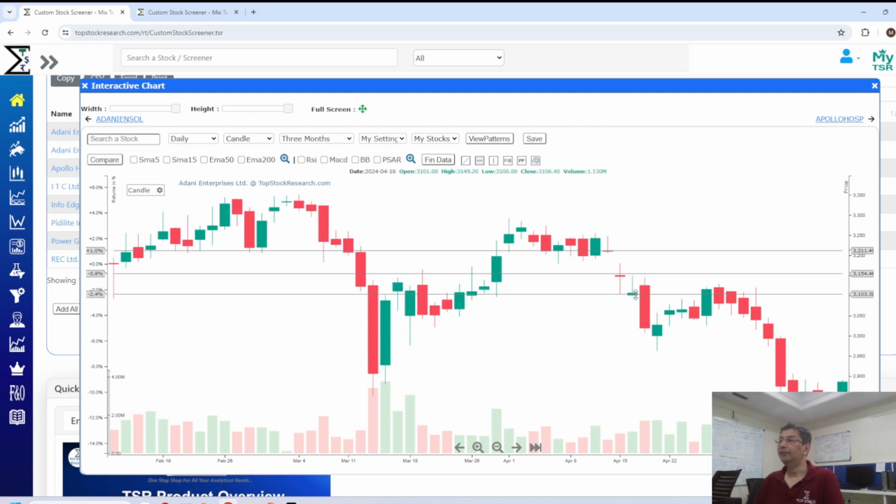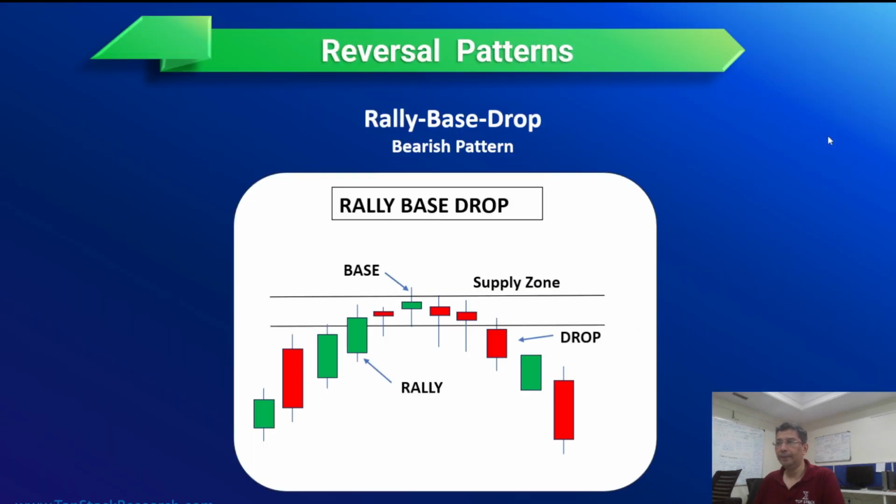So maybe to this level, right? So this would act as a good supply. So it did come here, and came down again. So it retested actually. When you see this, it actually retested and came down. So this is how you would typically be looking.